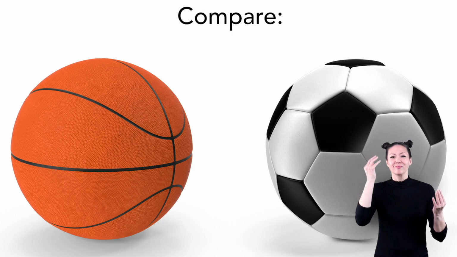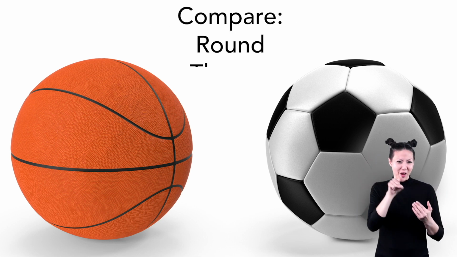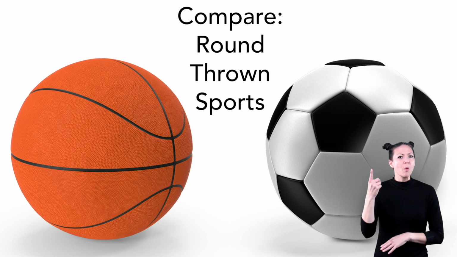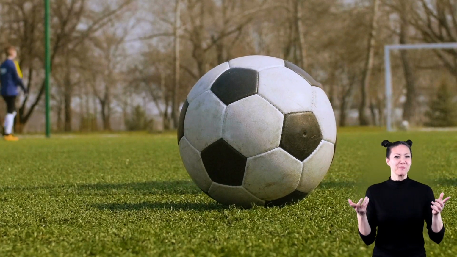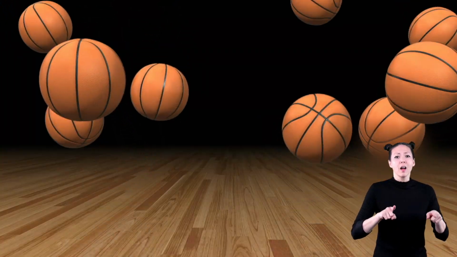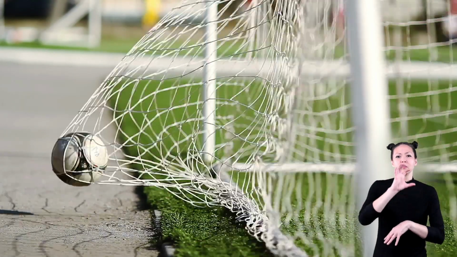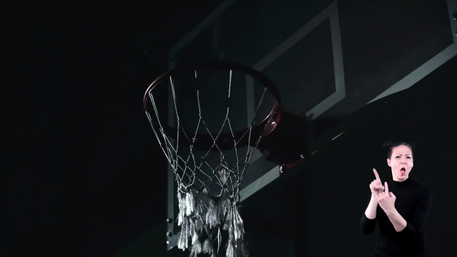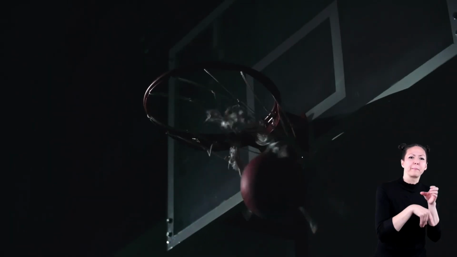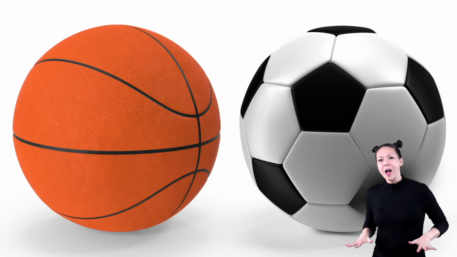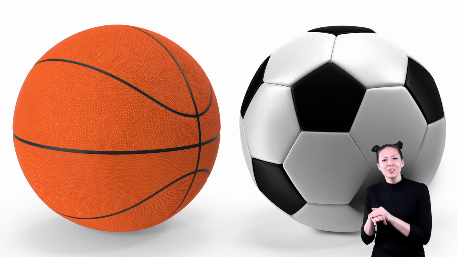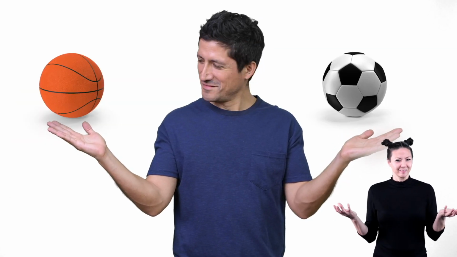I bet you thought about the fact that they're both round. They can both be thrown, and they're both used for sports. And you probably also thought about the differences. You kick a soccer ball, but you bounce a basketball. You try to get a soccer ball into a goal on the ground, whereas with a basketball, you're trying to throw it into a net that's many feet above the ground. Basketballs and soccer balls also have different colors and textures. So comparing and contrasting two objects is pretty straightforward when you think about it.